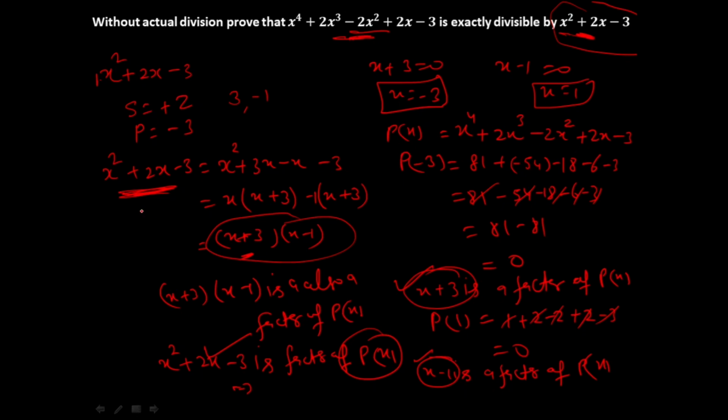So let me repeat the whole thing again. I want to prove this is exactly divisible by this polynomial. One way, the long division way, we are not supposed to take because this is given without actual division. That's why we are not going to take that method. Second method, find the factors of this, and I found it, x plus 3 and x minus 1. Correct? If this is exactly divisible by this polynomial, it has to be divisible exactly by its factors as well. And I prove it by the factor theorem here. Correct? That's it.